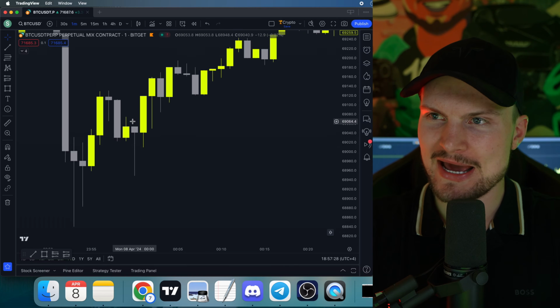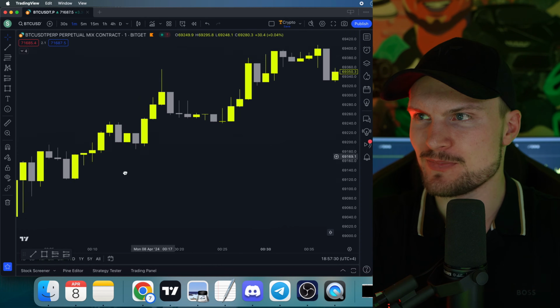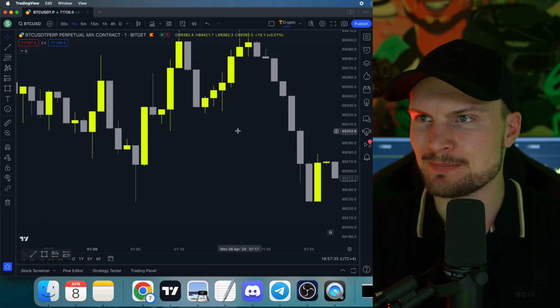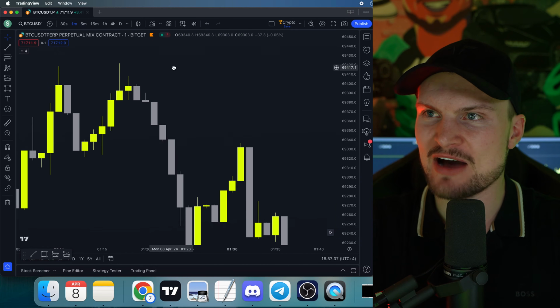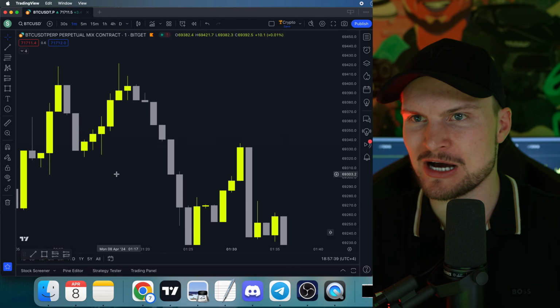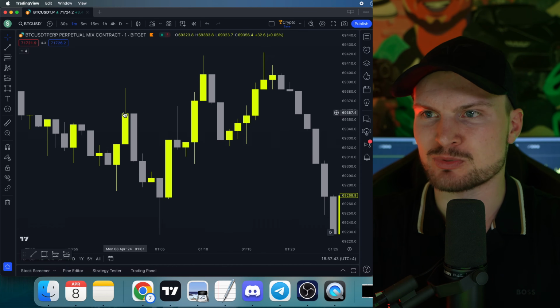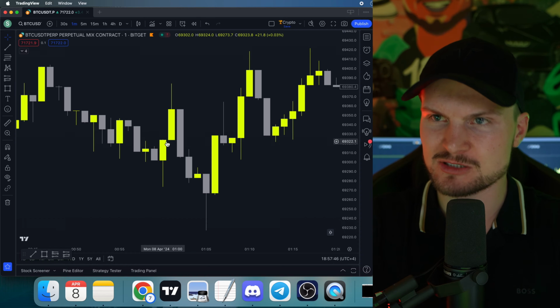Two more examples. Hanging man candle, what happens? Price goes up. Next example, hanging man candle, and we have a bullish engulfing. What happens? Price goes up. Here we have inverted hammer candle. What happens? Price goes down. Inverted hammer, what happens? Price goes down. Inverted hammer, what happens? Price goes down. Hammer candle, what happens? Price goes up.